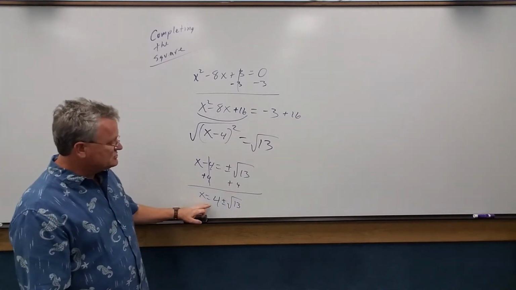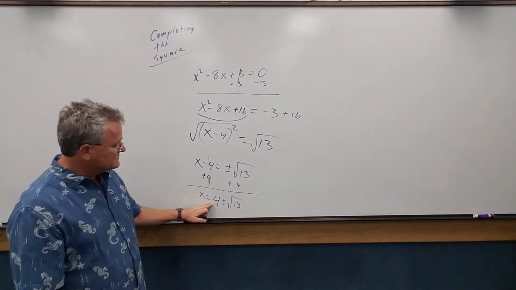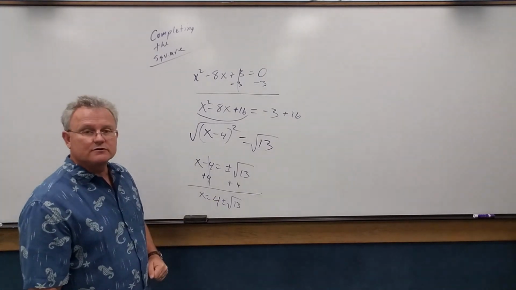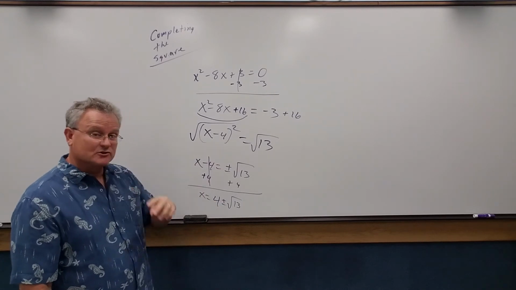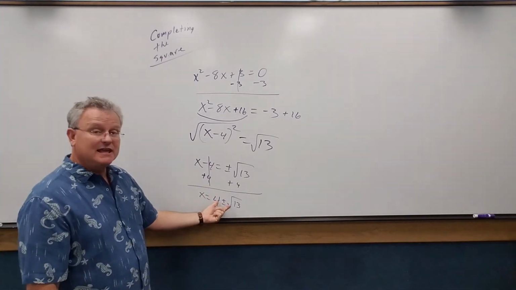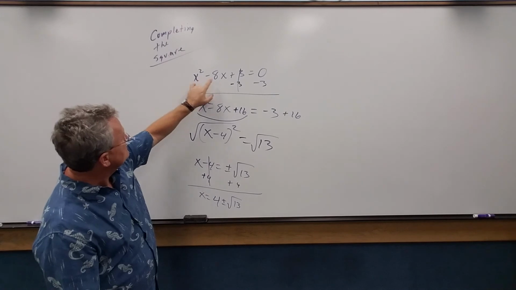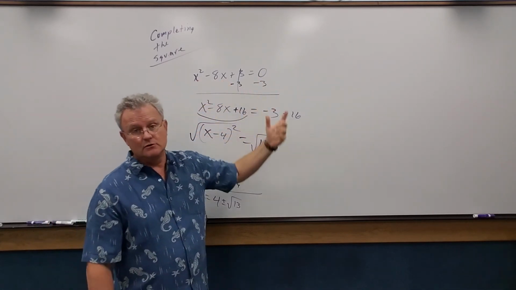Again, this means there's two answers. One answer is 4 plus the square root of 13. The other answer is 4 minus the square root of 13. And if I were to take either of those answers and plug it in here for x, it would equal 0.